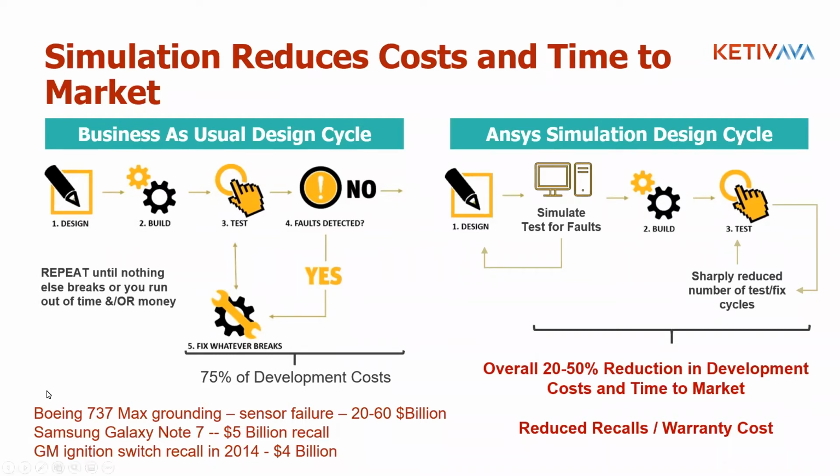And some of the larger failures that we've seen in the marketplace in terms of electronic reliability is the Boeing 737 MAX grounding, which was due to sensor failure, and that cost $20 to $60 billion. And we've seen other larger electronic failures in terms of cell phones and ignition switches that, again, could potentially have been prevented through simulation prior to building the prototypes.